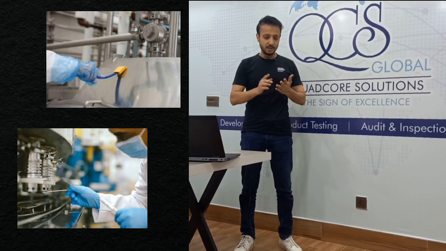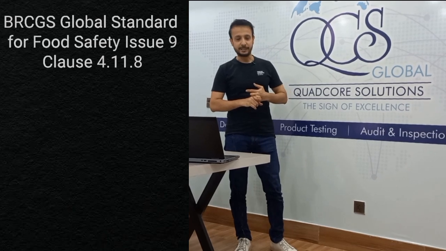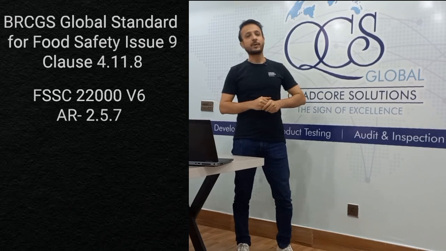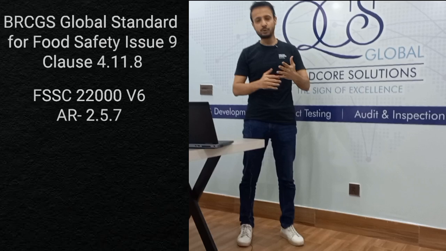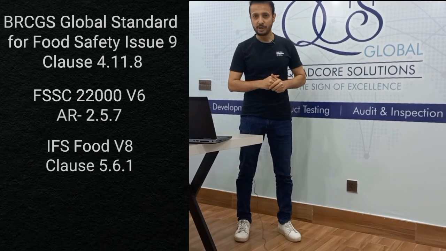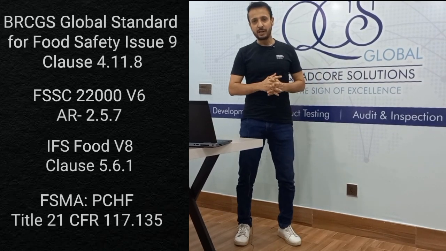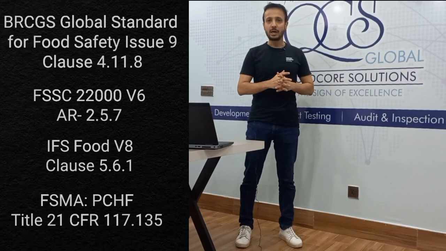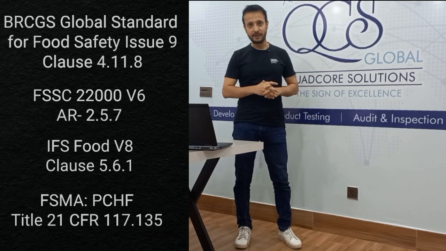For example, BRCGS Global Standard for Food Safety Issue 9 talks about environmental monitoring in 4.11.8. FSSC 22000 version 6 talks about environmental monitoring in 2.5.7. Similarly, IFS Food version 8 talks about environmental monitoring in clause number 5.6.1. Similarly, there is an FDA regulation, which is FSMA Rule 1, Preventive Controls for Human Food. It talks about it in Title 21 CFR 117.135.